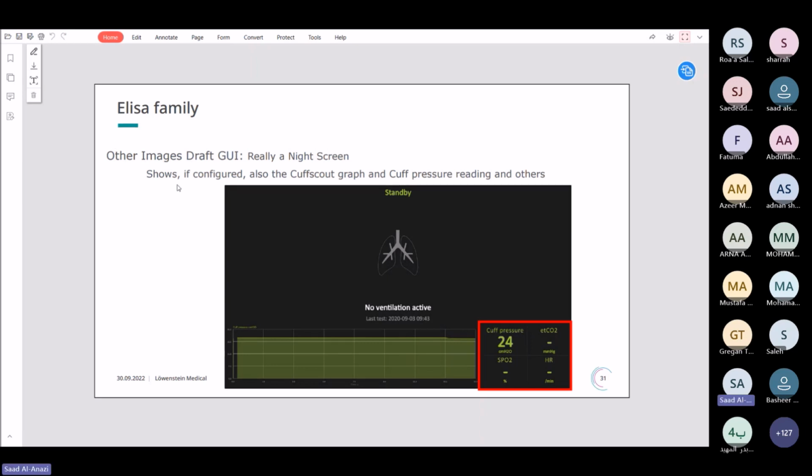Here in the night mode, there are two night modes. If adult category, you will have the black screen with the major data, the measurements, for example the tidal volume, the rate, the minute ventilation. Also, it will continuously measure the cuff pressure and the tidal CO2. If you connect the pulse oximetry, you will have continuous monitoring of the SpO2 and the heart rate.